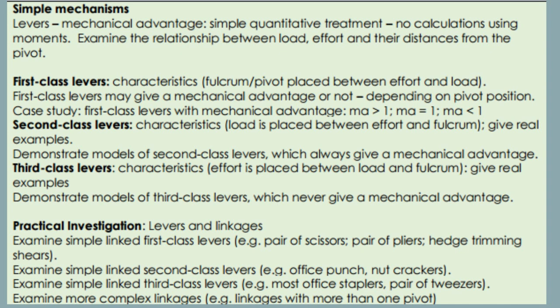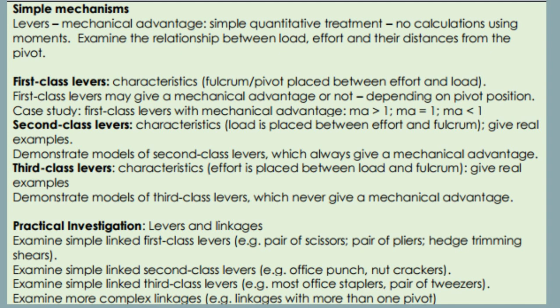Second-class levers. Characteristics: the load is placed between the effort and the fulcrum. Give real examples. Demonstrate models of second-class levers, which always give a mechanical advantage. Third-class levers. Characteristics: the effort is placed between the load and the fulcrum. Give real examples. Demonstrate models of third-class levers, which never give a mechanical advantage.